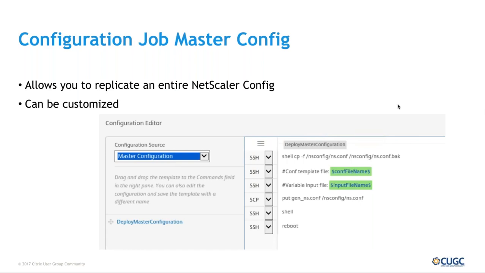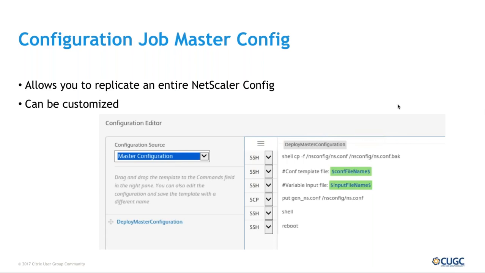All right, next up is configuration, the master configuration actually for configuration jobs. What this allows you to do now is take a master configuration, put in a template in there with the settings that you want, and then actually use variables to input your customizations and then deploy that to another NetScaler.